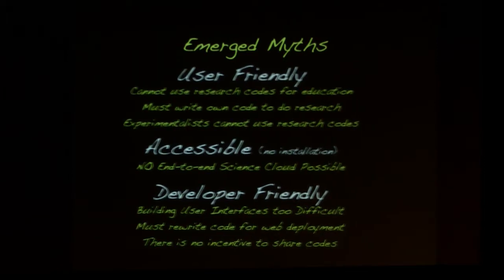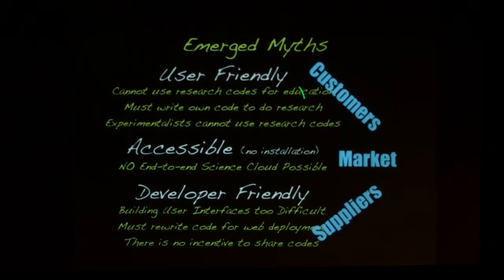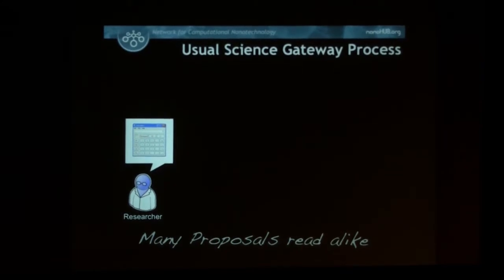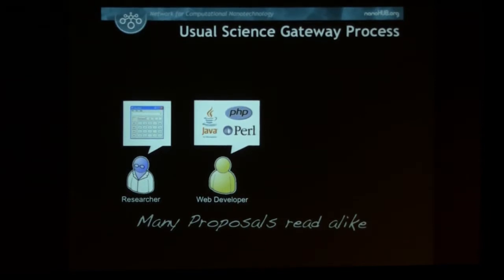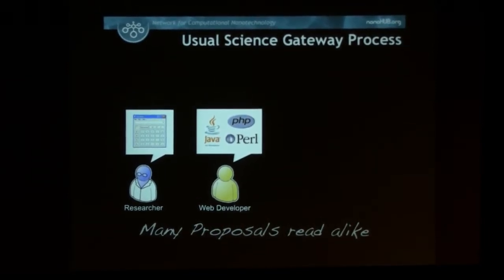All right, so I'm going to pick up a little bit here again. So customers, markets, suppliers. Now, I'm going to start with these developer issues, because that's my perspective, that's how we sort of entered. Most proposals that I know and most science gateways that I am aware of, or science portals, whatever you want to call them, their proposals read like this. We got a really cool piece of code. I'm a researcher. We want to put that on the web. All right, so now we write a proposal where we're going to hire a web developer. And that web developer will take that code and put it on the web.